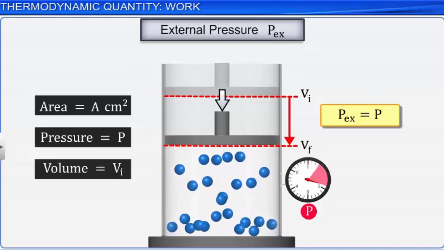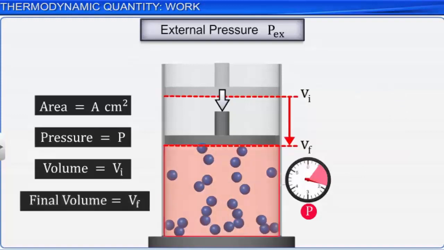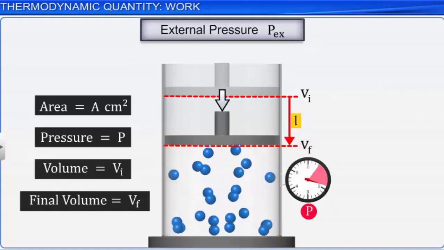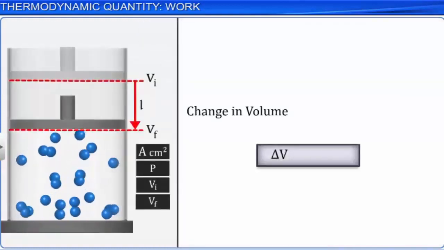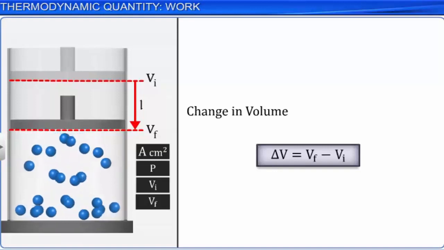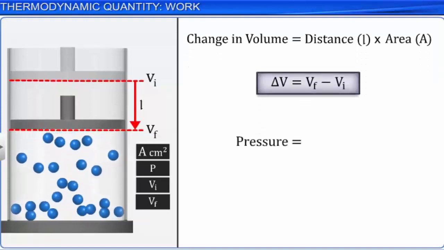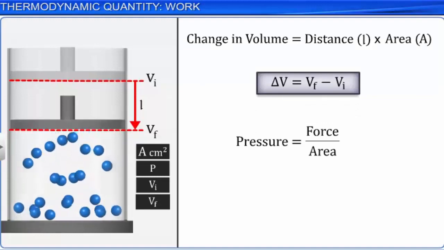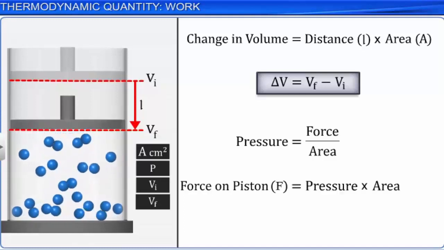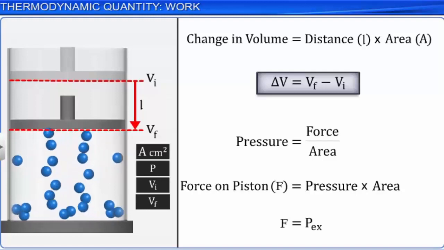Let this change be achieved in a single step. At this stage, the final volume of the system is represented by Vf, and the distance that the piston is moved is represented by L. Thus, the change in the volume, that is, final volume Vf minus initial volume Vi, is distance L multiplied by area A. We know that pressure equals force divided by area. Hence, the applied force F on the piston equals pressure multiplied by area. That is, the applied force F equals external pressure PEX multiplied by the area of cross-section A.